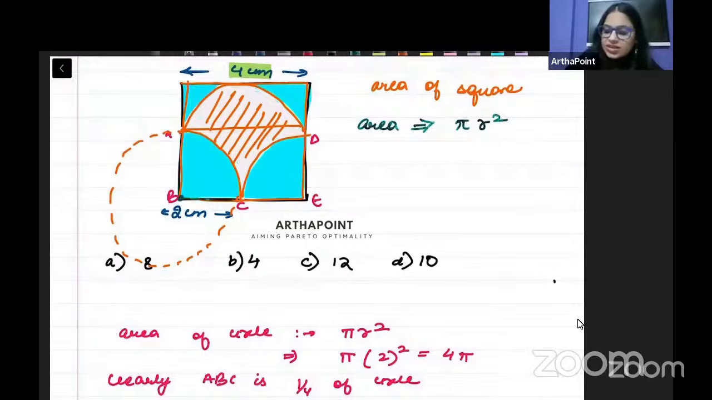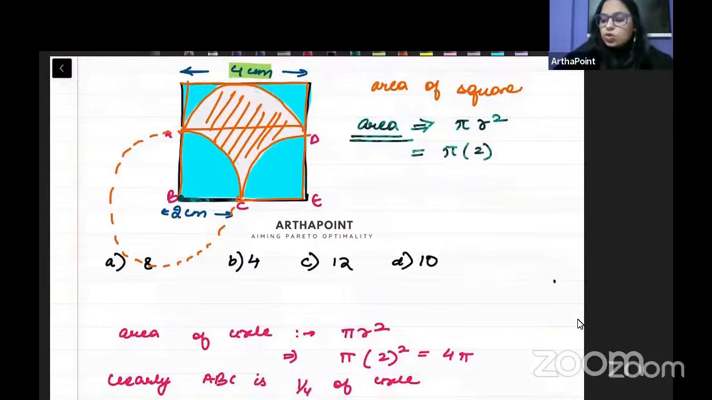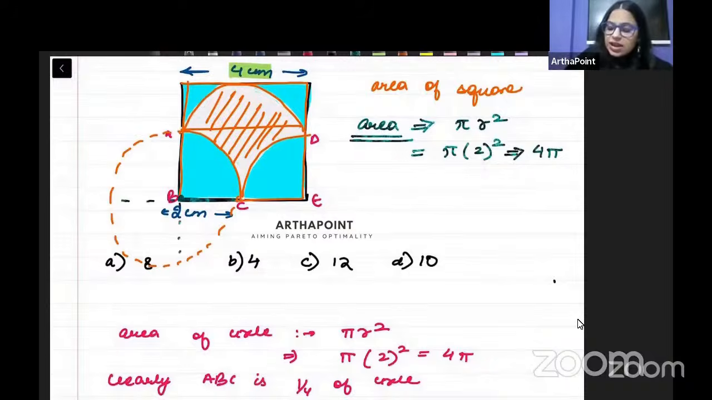Clearly, I can see that the radius is this. It is 2 centimeter. So if I were to find the area of the circle, it will be pi into 2 square, which is going to be 4 pi, right? And if you notice, this entire circle, I am taking 1/4 of this circle. Now, this kind of question will come a lot of times in the GATE exam. So I am just taking 1/4 of the circle.